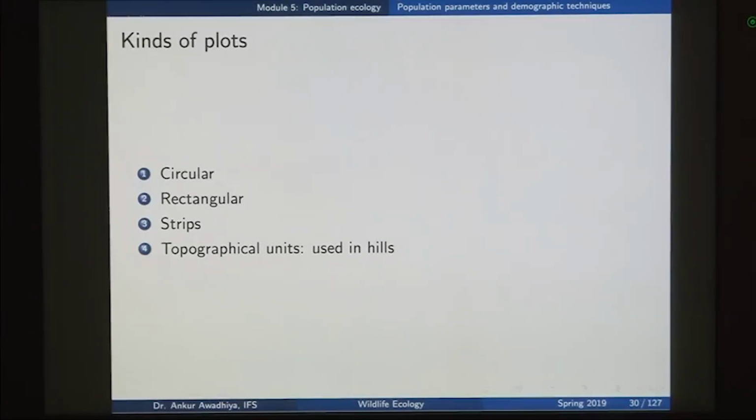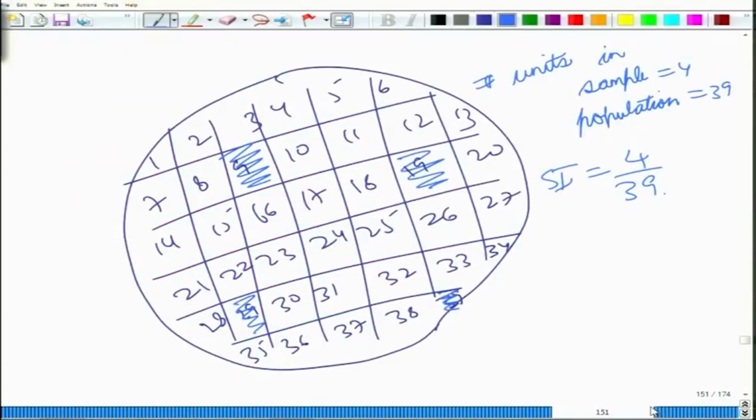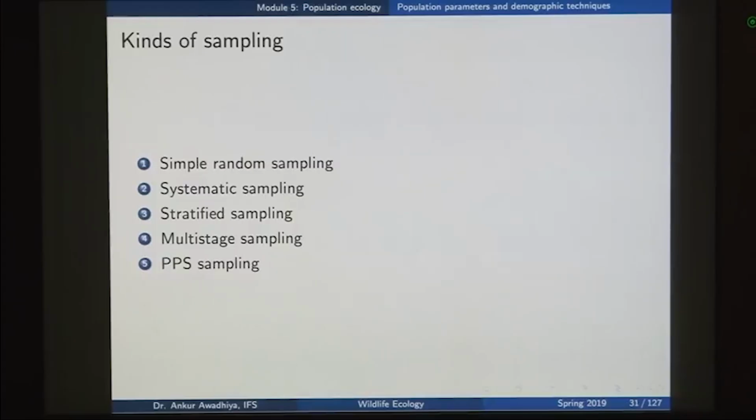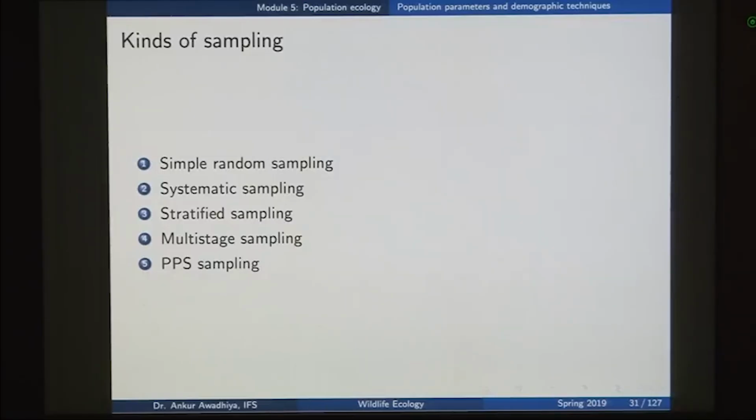Now, the next question is, once you have decided on the number of samples that you need to take, how do you decide which samples need to be taken? So, for that we define different kinds of sampling. So, these are the most popular kinds of sampling. You have simple random sampling, systematic sampling, stratified sampling, multi-stage sampling and probability proportional to size sampling.